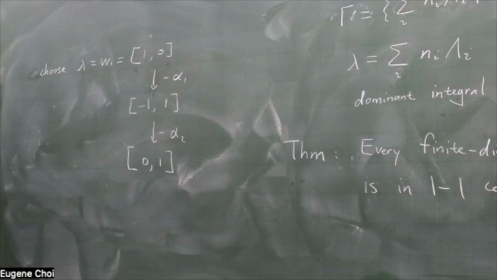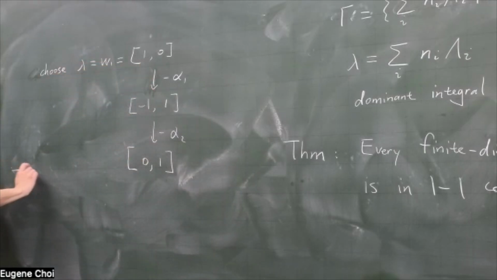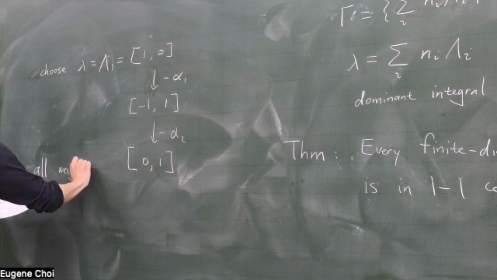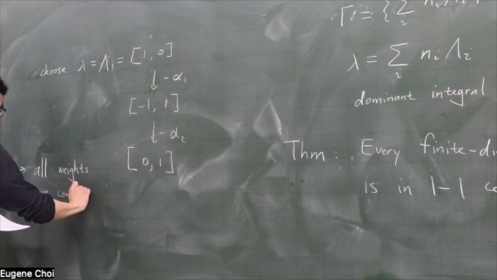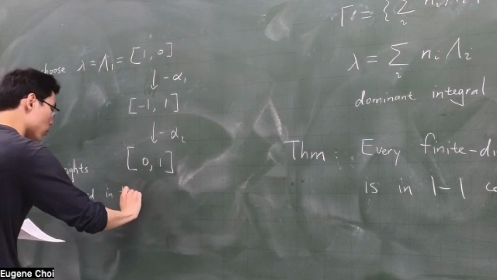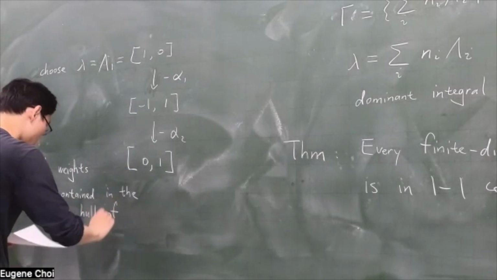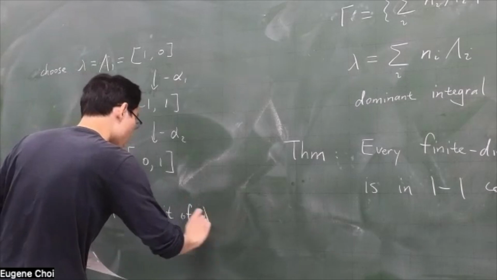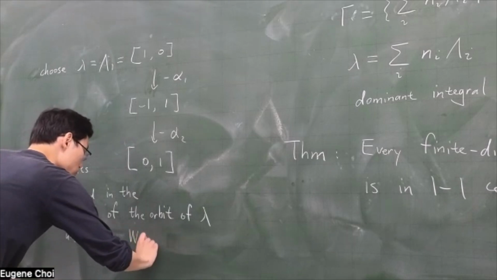and this representation is usually just denoted using its highest weight, which is (1, 0). You might wonder why I only have these three, not like lambda minus, say, alpha 2, etc. This is because all the weights should be contained in the convex hull of the orbit of lambda under the Weyl group action.